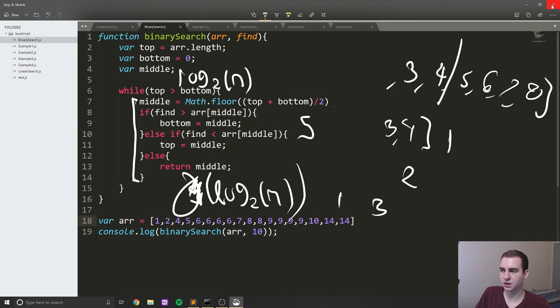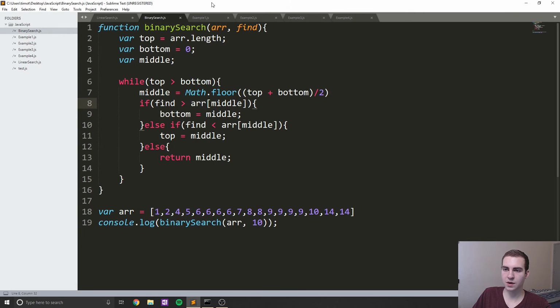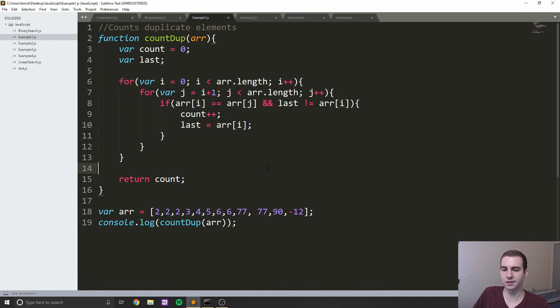Okay, so we'll go a bit faster now for these next ones. So now we're going to example 1. And this one is just one that I wrote myself. And essentially what it does is it counts duplicate elements. So let's try to analyze this and figure out how long this is going to take.